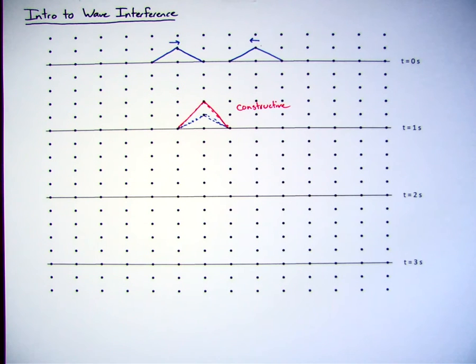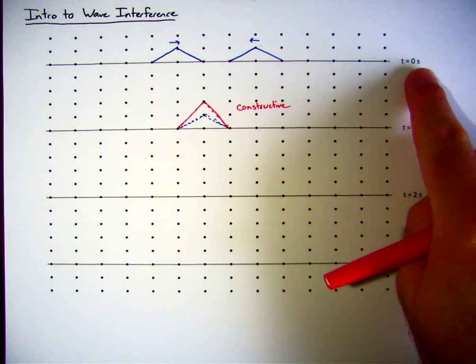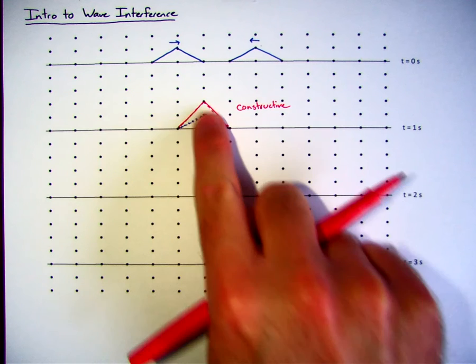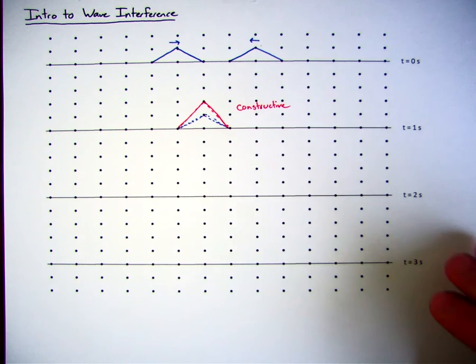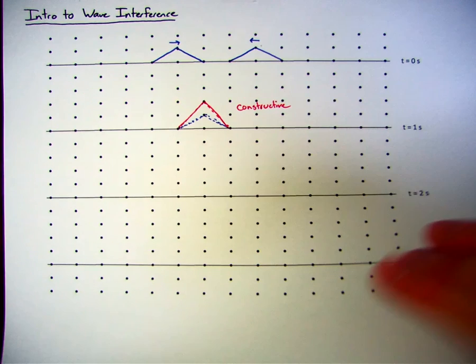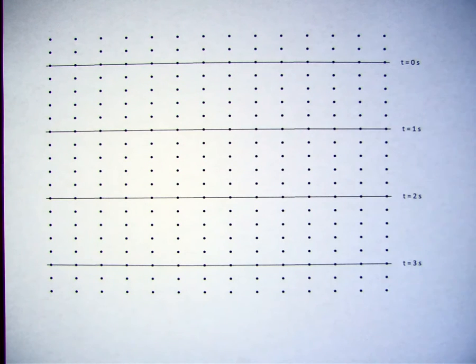The reason it's called constructive interference is because both waves are on the same side of our medium, and because of that, they're going to add together. They're going to construct a larger wave. The other wave interaction that we could have isn't constructive, it's destructive interference.